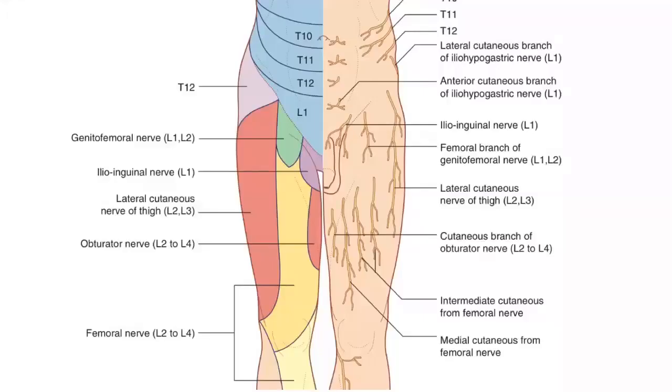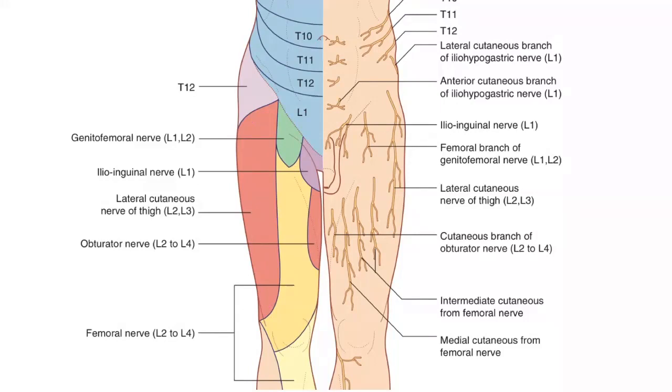Okay, as far as the knee, all of this is lateral cutaneous nerve. As far as the knee, it connects terminally with the cutaneous branches of the anterior division of the femoral nerve, the anterior cutaneous branch of the femoral nerve.